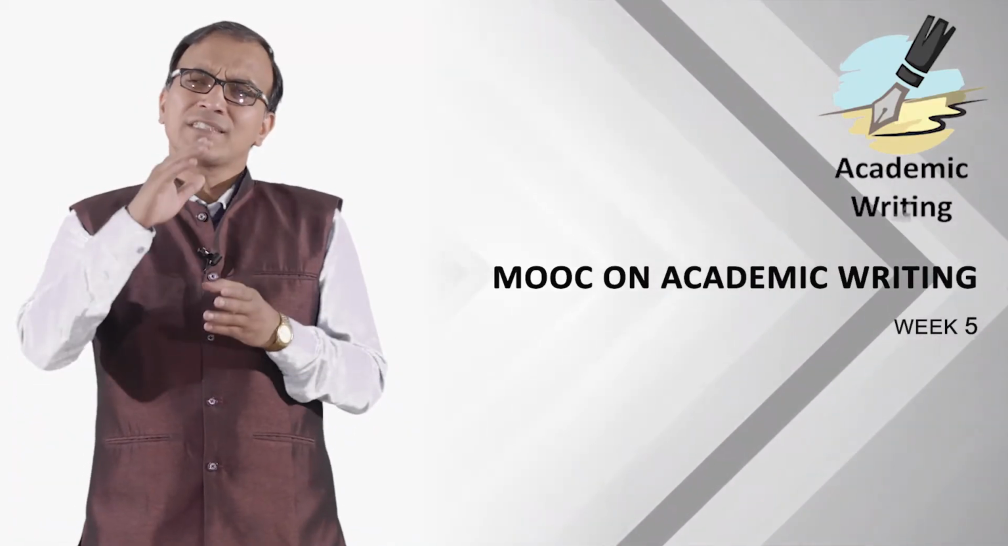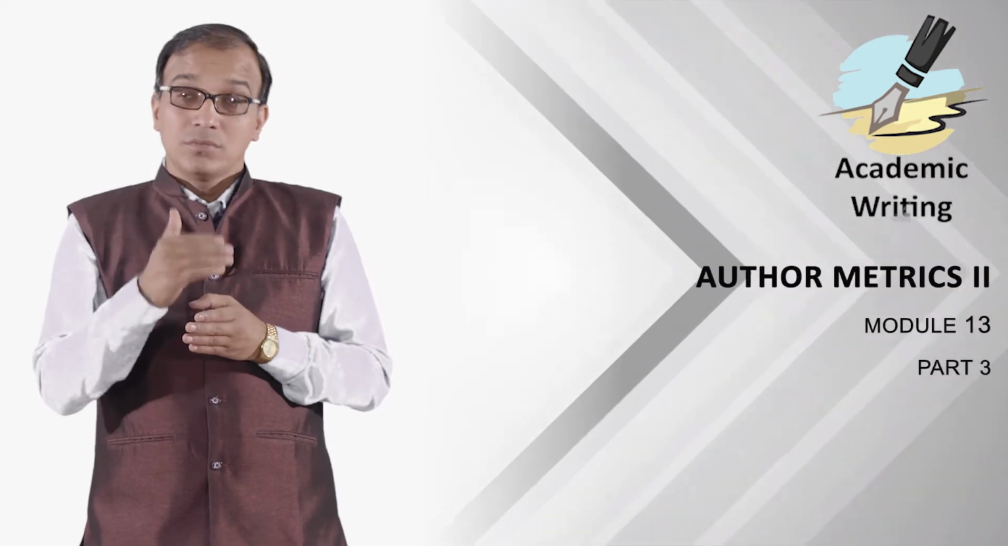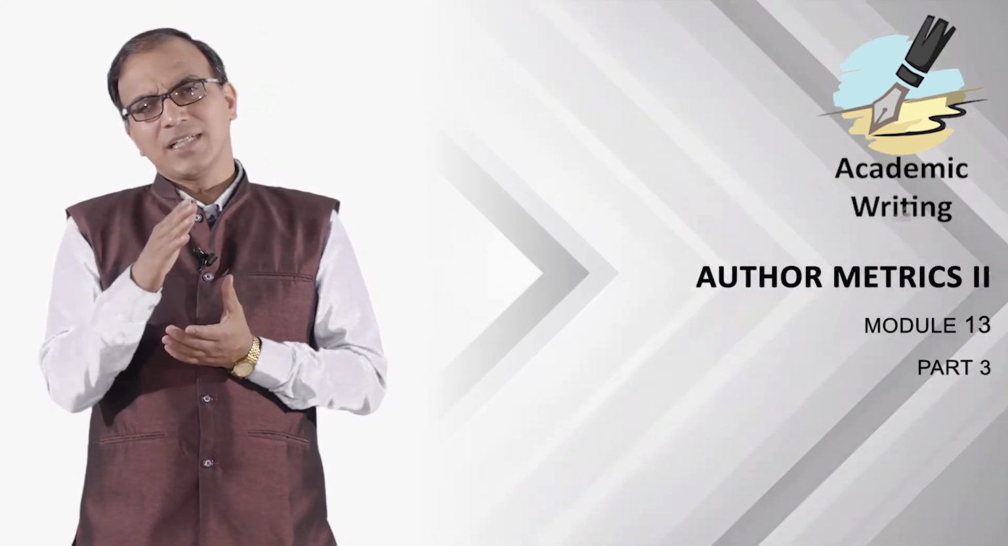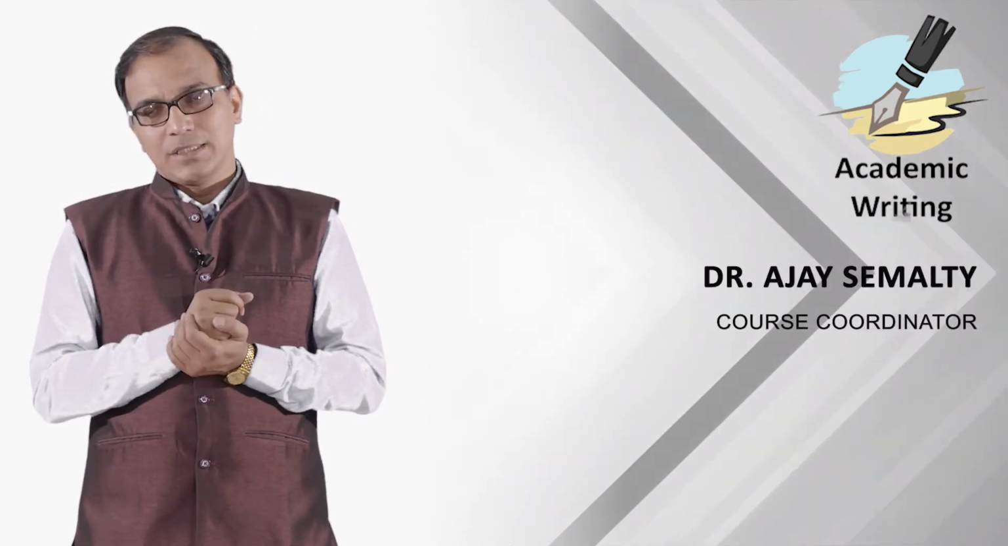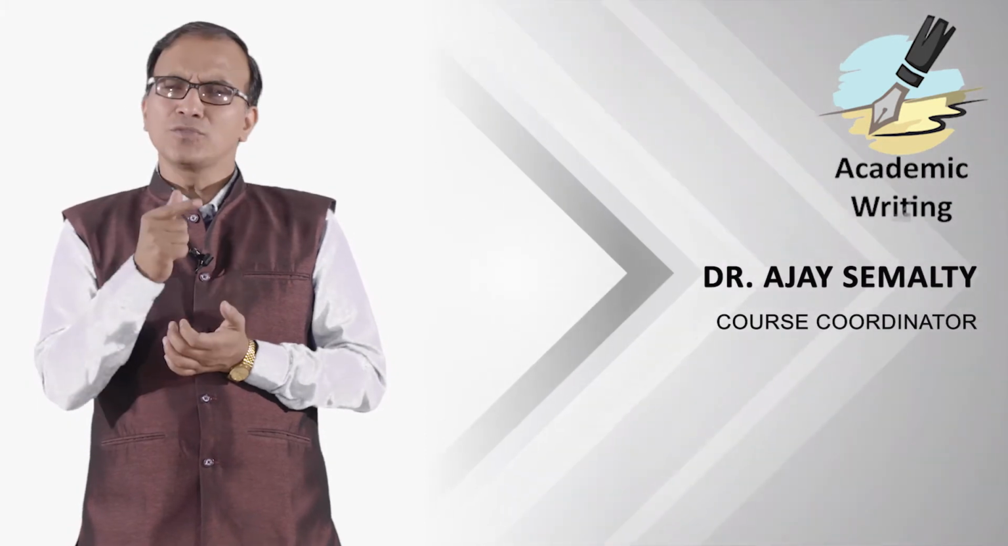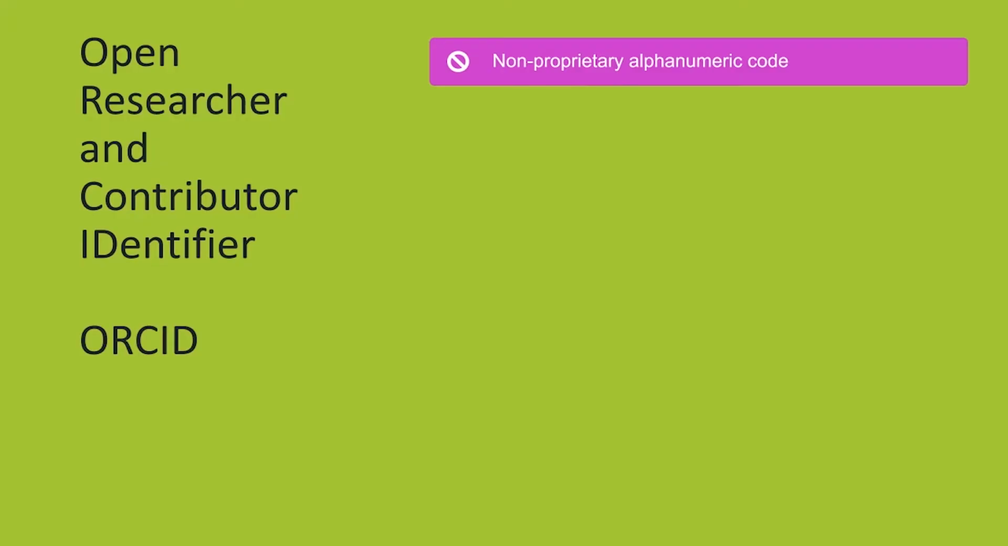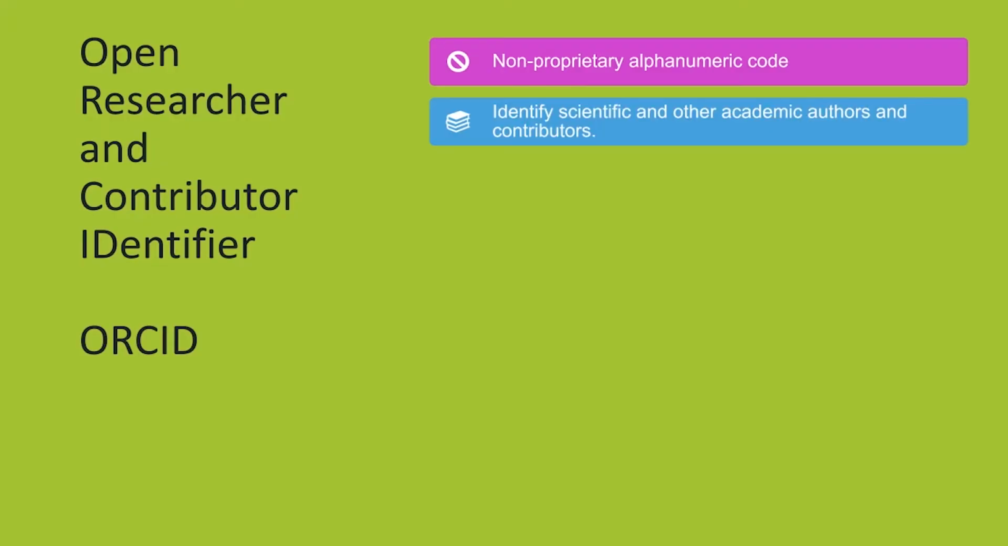Now moving ahead with some more author IDs. We discussed Scopus author ID in the last section. Now let's move to the ORCID. What is the ORCID? It is a non-proprietary alphanumeric code, a unique code for each and every author.